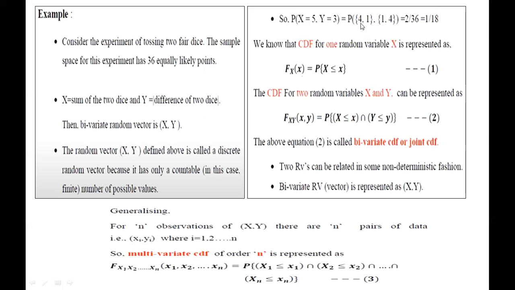See, the sum of 4 and 1 is 5. Similarly, the difference of 4 and 1 is 3, which satisfies both the random variables X and Y. So another possibility of getting the condition is 1 comma 4. So what is the probability of getting X is equal to 5 and Y is equal to 3 then? Only two possible outcomes, and in total we have 36. Therefore 2 divided by 36, which is equal to 1 by 18. The probability of getting the random variable X is equal to 5 and Y is equal to 3 is 1 by 18.